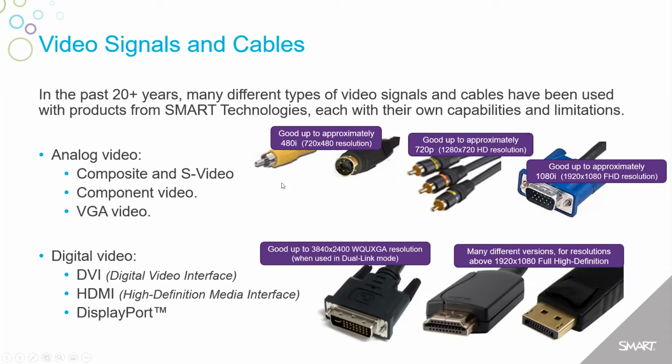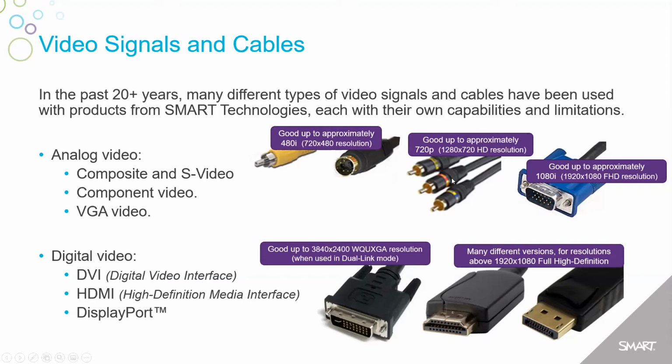The older composite and S-video cables were typically used for up to about 480 standard definition resolution displays, which was about 720 by 480 resolution. High quality analog cables can carry higher resolution video signals. So it's not a hard limit, but you do see more signal degradation and poorer video quality if you try to push higher video signals.